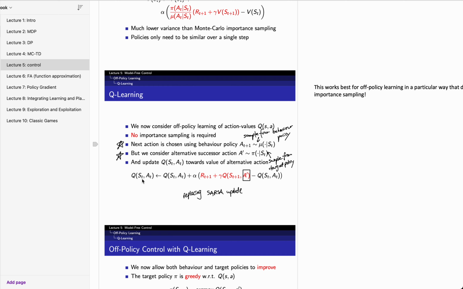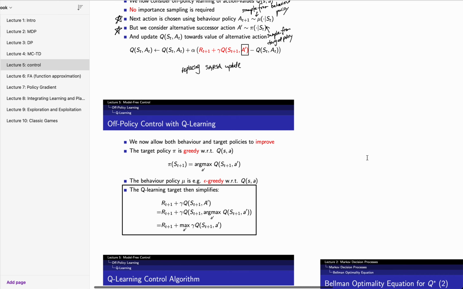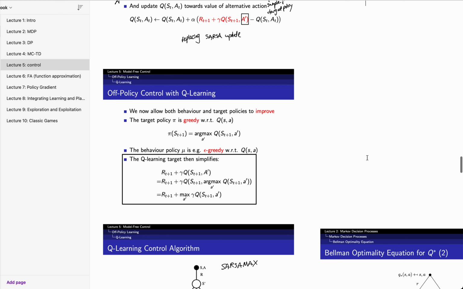So I'm updating my Q values from an experience that is outside of my target policy. That's basically what Q learning is. Well, I hope it makes sense. I hope I explained well, but I guess I'll move forward.